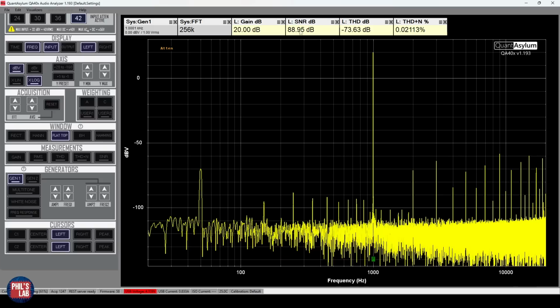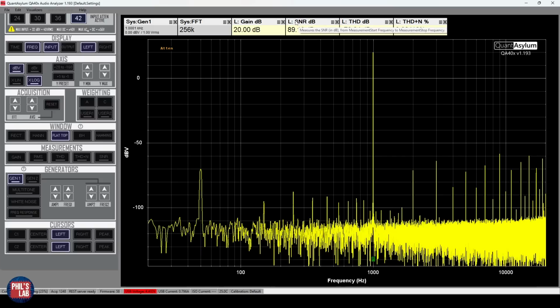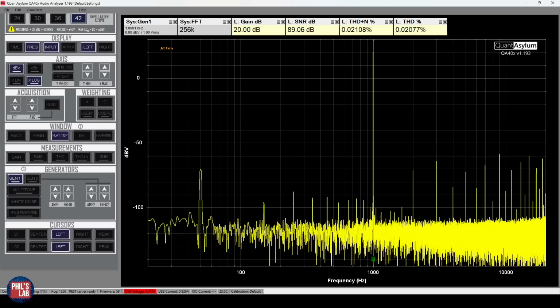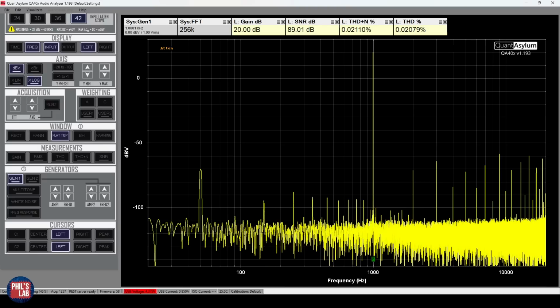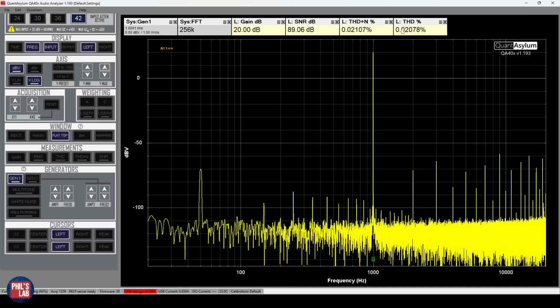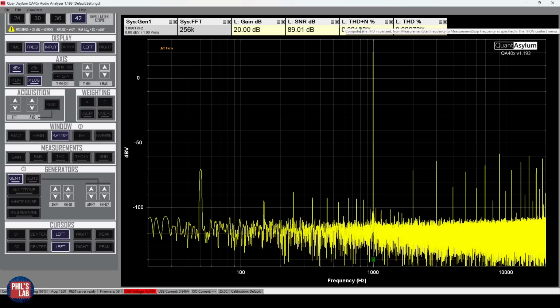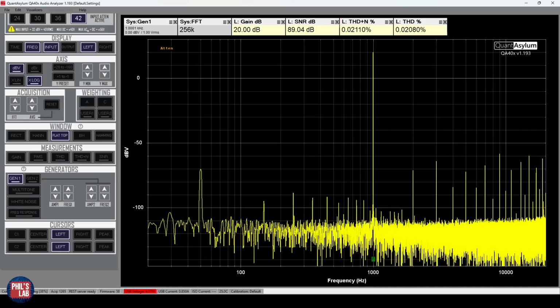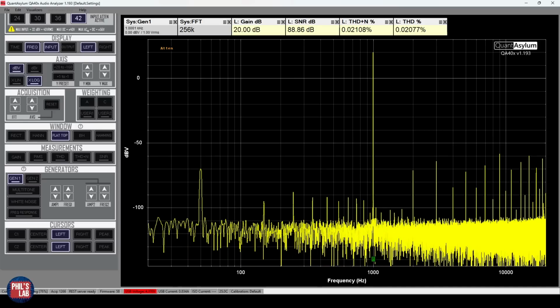Our signal to noise ratio is about 90 decibels for this input voltage. And remember, this is no load. Unfortunately, I don't have a resistive load here. In terms of total harmonic distortion, keep in mind this isn't a particularly meaningful measurement without a load. We're getting around 0.02% and similar values for total harmonic distortion plus noise. This is a good indication that the system is working as expected and we're not getting very large harmonic content at the output.